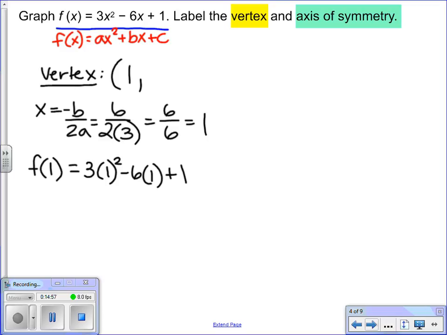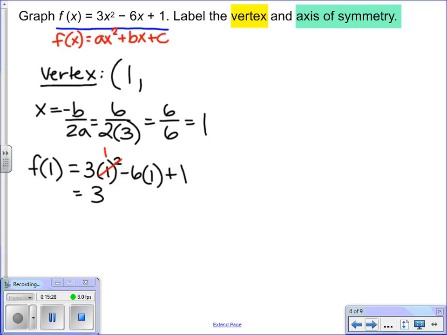If you're going to go without a calculator, you have to follow order of operations, and this very first term is the most important piece. You have to do the exponent first and then multiply. So in PEMDAS, exponents come before multiplication. So I'm going to do 1 squared first. What's 1 squared? Just 1. And then multiply 3 times 1 to get 3.